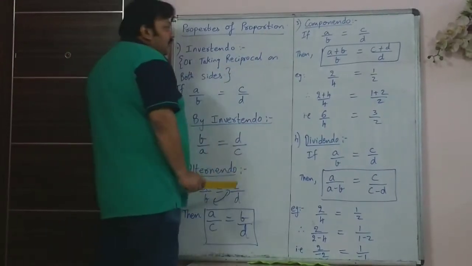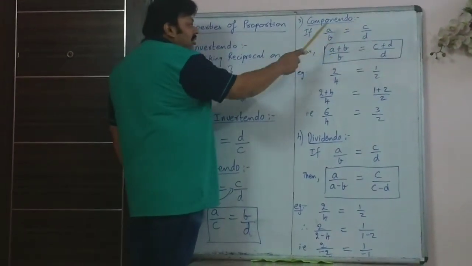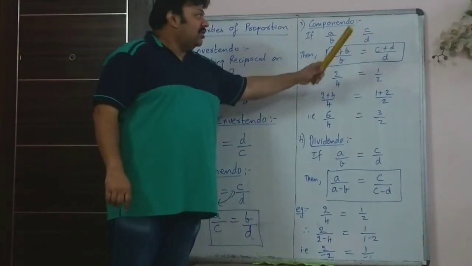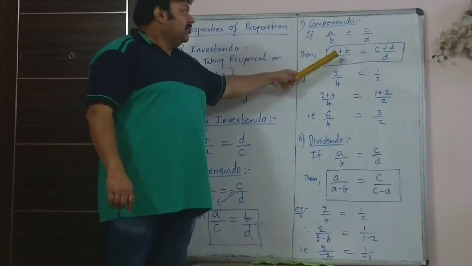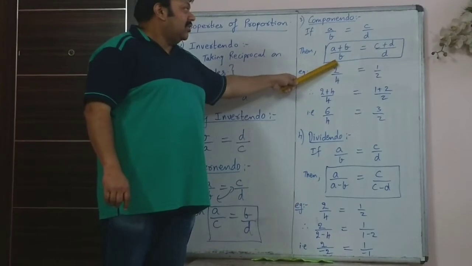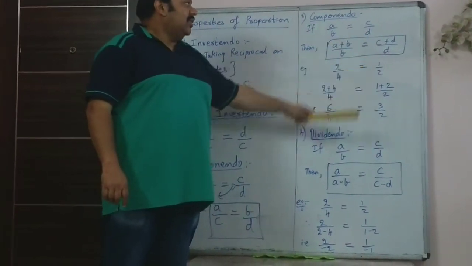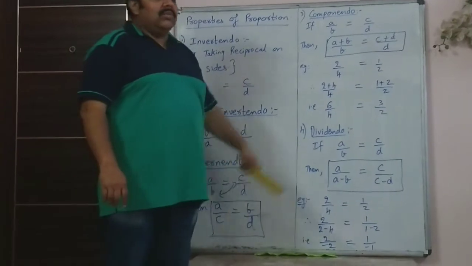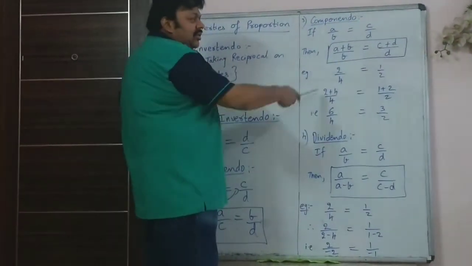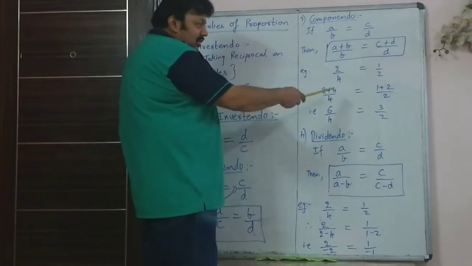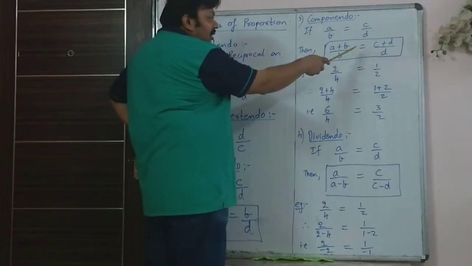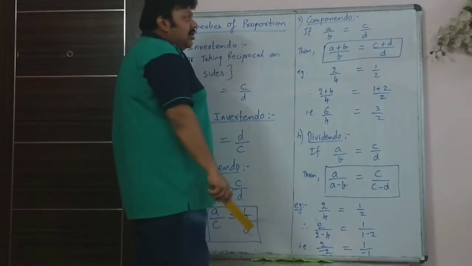Now componendo. Same, A upon B is C upon D, this is given. Then by componendo, A plus B upon B, the denominator remaining the same, is equal to C plus D upon D, the denominator remaining the same. Let's take an example. This is an obvious example, not actually a sum. This is just to make you understand that the ratios remain equal even after doing a componendo.